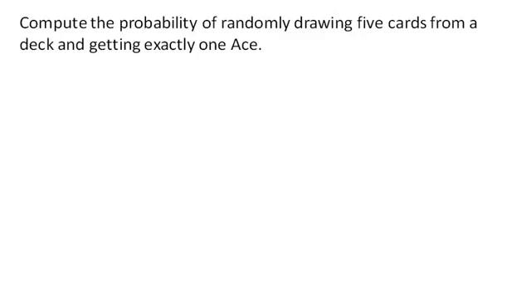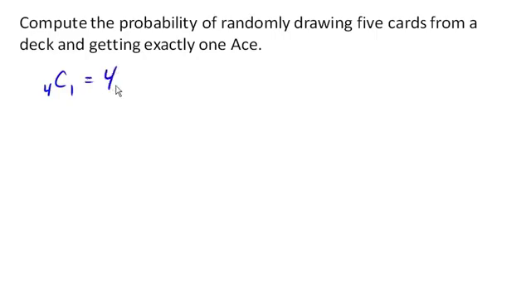So now suppose we randomly draw 5 cards from a deck. What's our probability of getting exactly 1 ace? In order for us to get exactly 1 ace, from the 4 aces in the deck, we need to pick one of them. One of them needs to be in our hand, in our set of 5 cards. And there are 4 different ways that can happen.